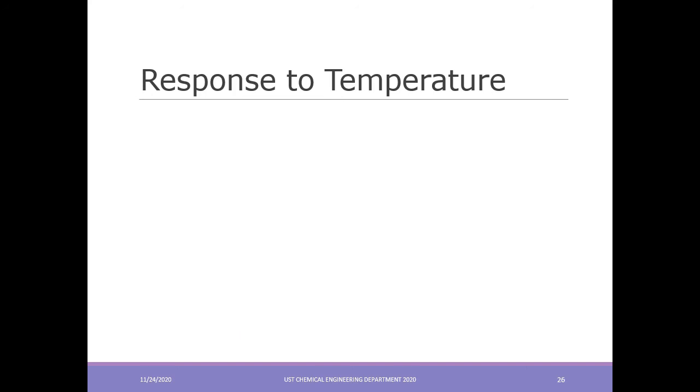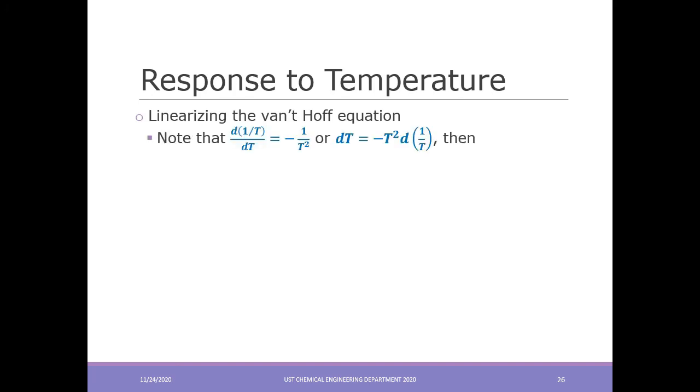A different form of the Van 't Hoff equation can be obtained by linearizing the expression. Note that the derivative of 1 over T with respect to T is equal to negative 1 over T squared, or dT is equal to negative T squared d(1 over T). Substituting this in the Van 't Hoff equation, we get this expression, which is useful in evaluating the effects of temperature on K with a straight-line plot.